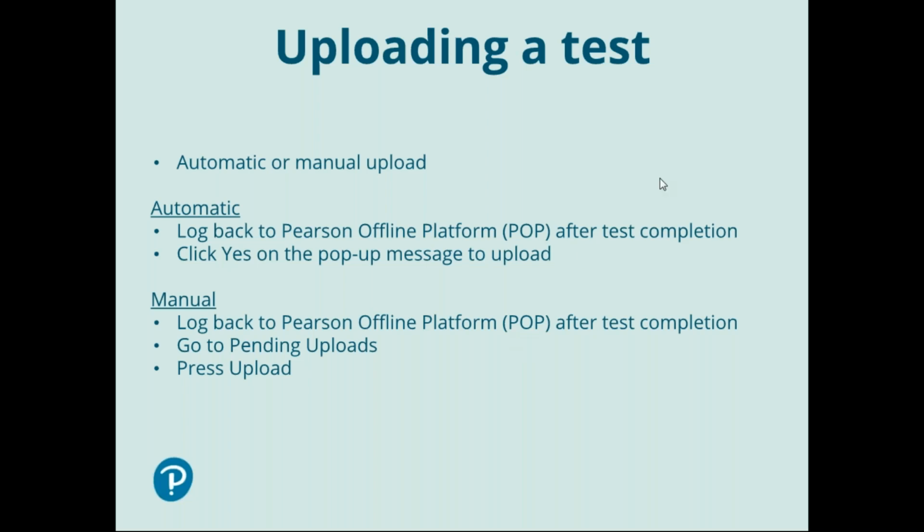Okay, and when it comes to uploading a test, there's two options. So there's automatic or manual upload. And with automatic, what will happen is when you log back into the POP dashboard after completing the test and you have internet connection, a message will pop up and it will say, do you want to upload? You click on yes. The manual upload is that when you log into the POP dashboard, you have to go into the pending uploads and manually press upload. As the default setting, it's set to automatic.